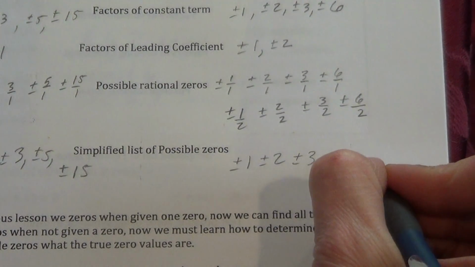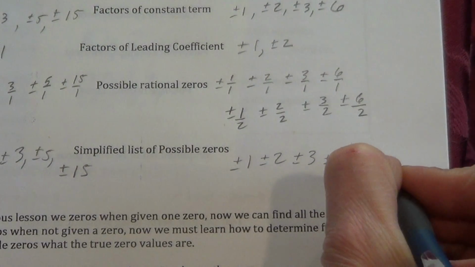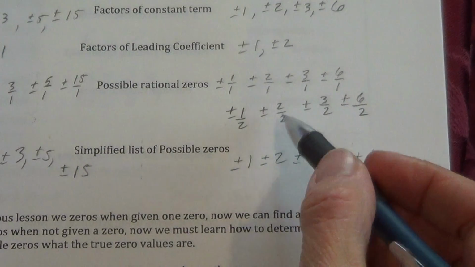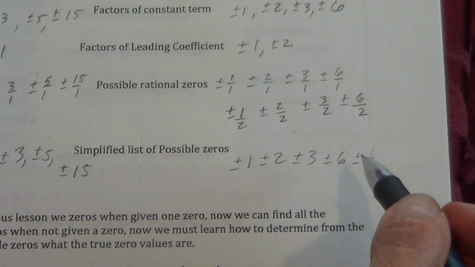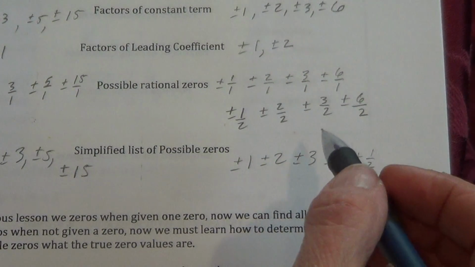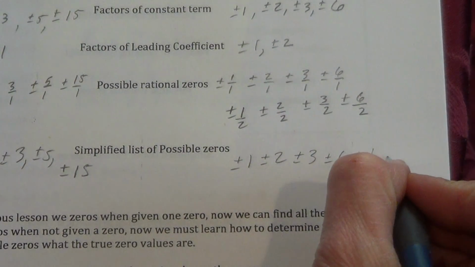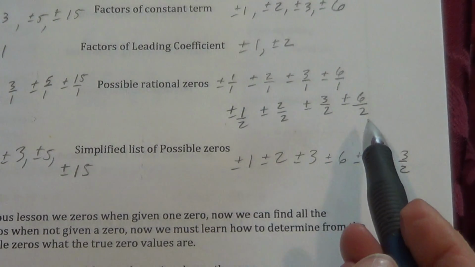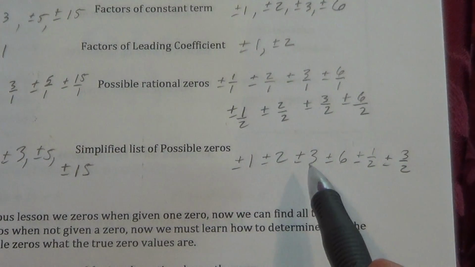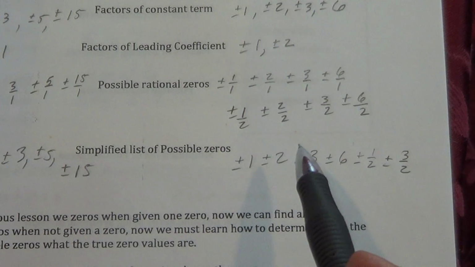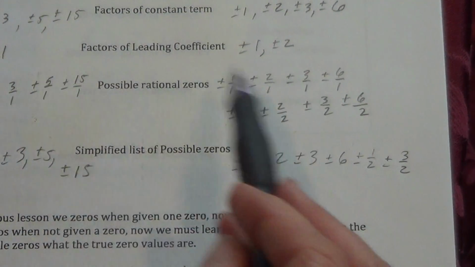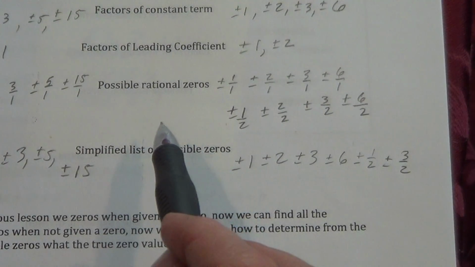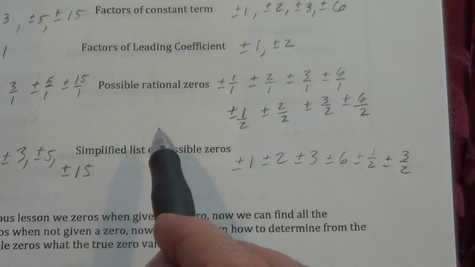plus or minus 1/2, and then notice how the 2 over 2 is equal to 1. We don't need to list it again. That's how come we call it a simplified list. 3 over 2 we don't have, so plus or minus 3 over 2. And 6 over 2 is equal to plus or minus 3. So we finished that. Now, in the book, you won't need to do them side by side. I simply did that so that you could be practicing the same skill over and over. Okay.